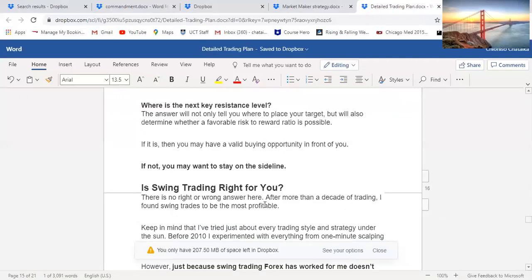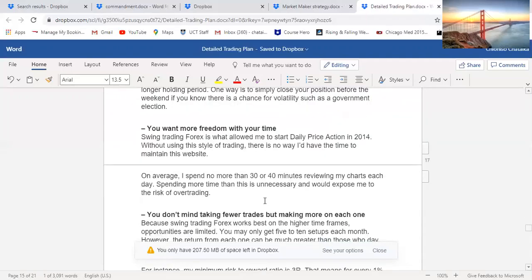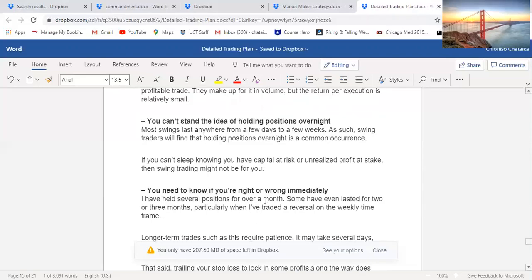And then obviously you should know when you want to get out. This is a whole lot of nonsense that I was writing about my trading plan, which I don't think is important, to be honest.